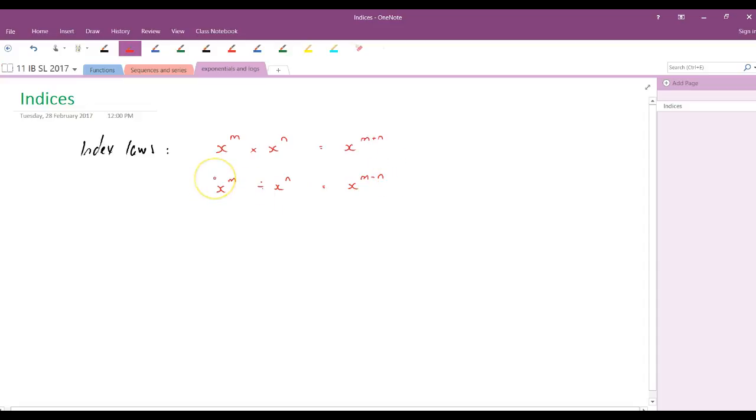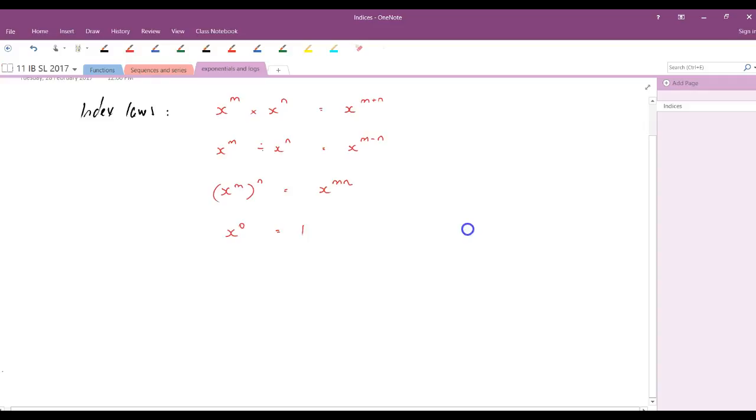Does it not? So I'm racing through these because I know you know this stuff. And we did this one, the power of a power rule, where those powers get multiplied together. What else do we need? Anything to the power of 0 is equal to 1. We've seen that before. And then we get into the fractional powers.